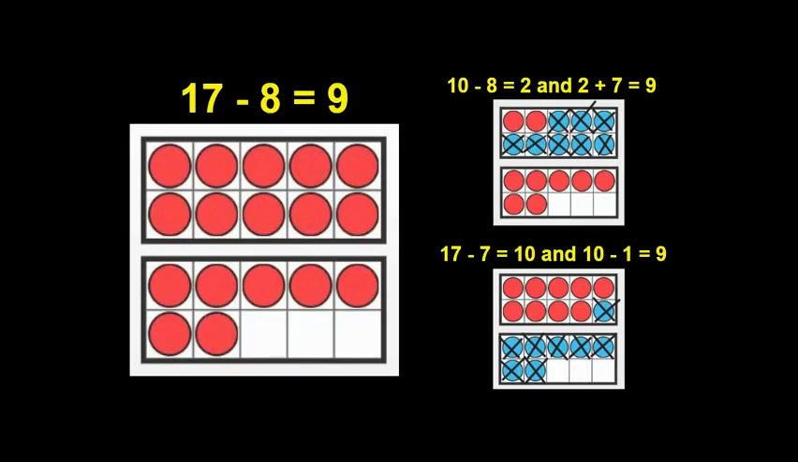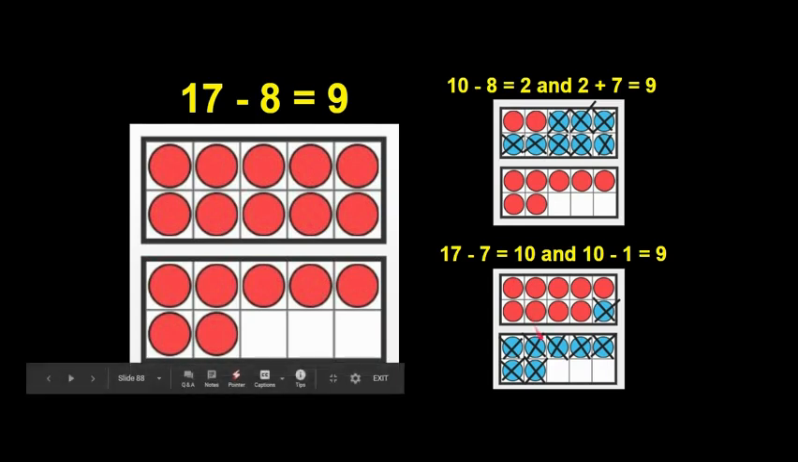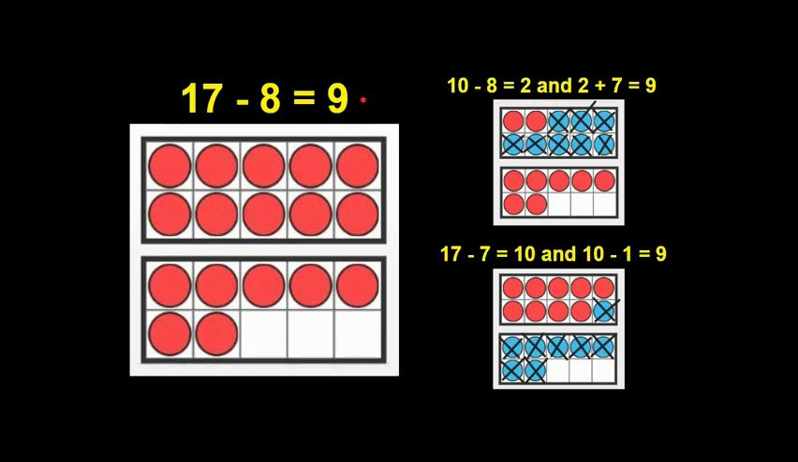Okay, take away 8 dots. How are you going to take away 8? Visualize the dots in your head. Did you get 9? Did you take from the 10 and take the 8 away up on the top and have 2 and 7 left over? Or did you take away in chunks and take the bottom 7 and 1 more away? Either way, 17 take away 8 equals 9.